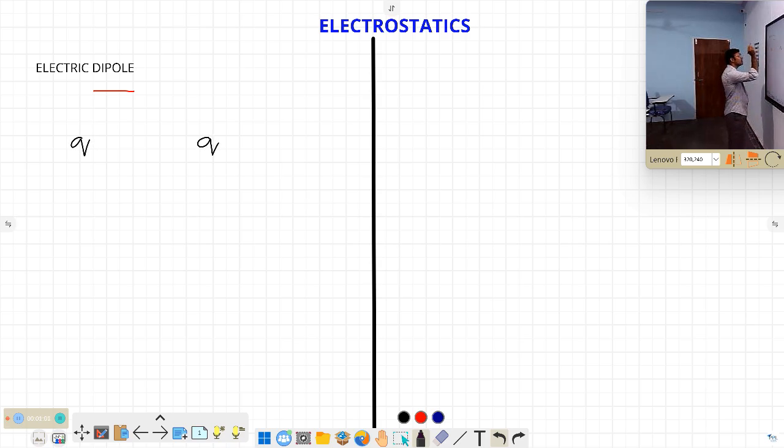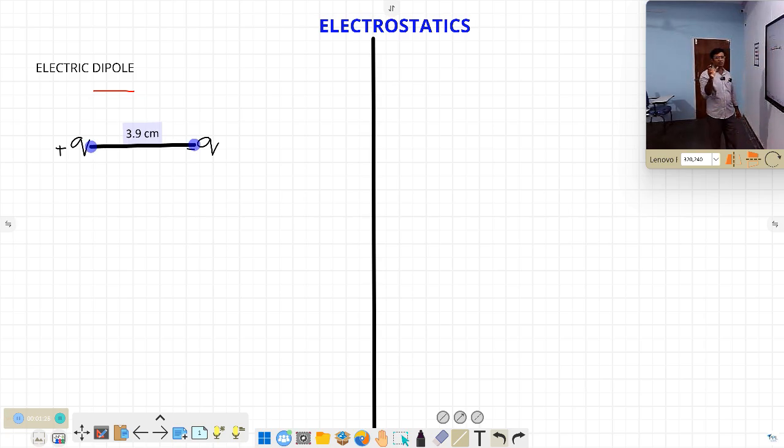The electric dipole is a concept related to two charges which are of similar magnitude, that is q and q, but both are opposite. One is a plus charge, and the second one is a minus charge. These two charges are separated by a certain distance, and this is the line joining the two charges.